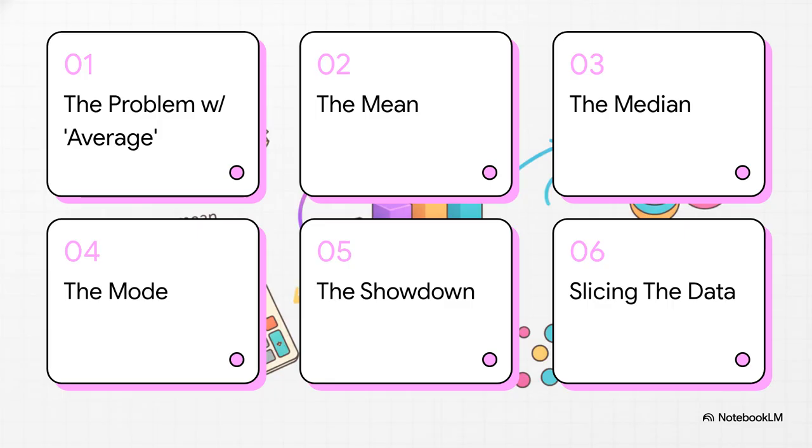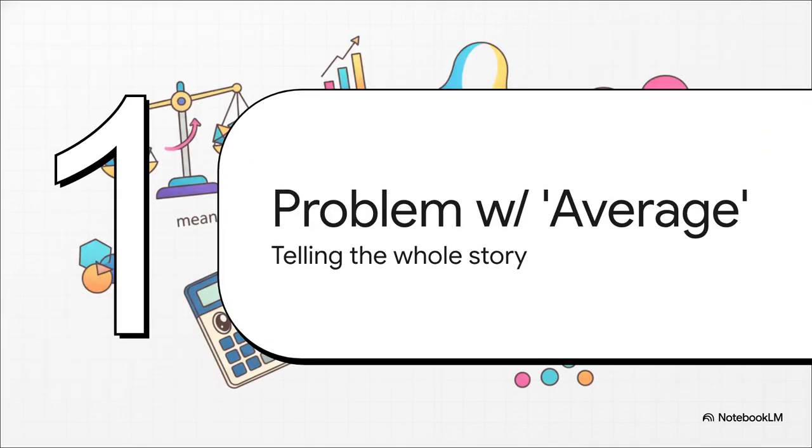So here's our game plan. First, we'll look at why average can be a super misleading word. Then we'll meet our 3 heroes, the mean, the median, and the mode. We'll pit them against each other in a little showdown, and then we'll wrap up by looking at some other cool ways you can slice up data.